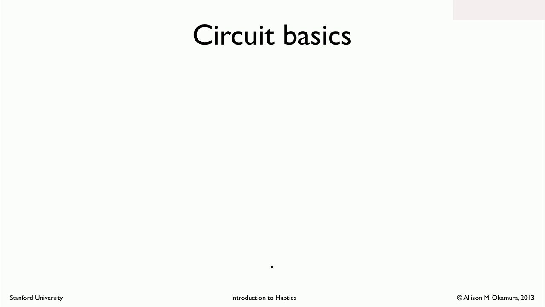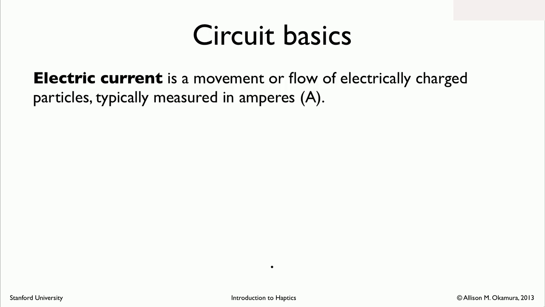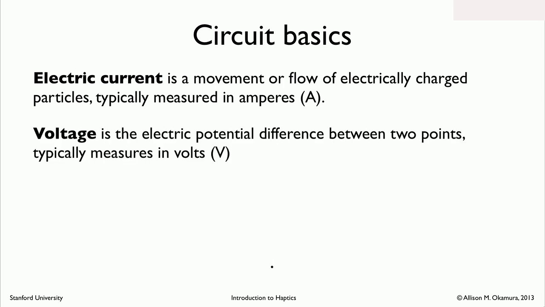So some basic circuit ideas are electric current, first of all, which is the movement or flow of electrically charged particles. And electric current we're going to measure in units of amperes. Sometimes it's going to be a small number of amperes, so we'll call them milliamps. Voltage is the electric potential difference between 2 points, and this is typically measured in volts. And current and voltage being defined for a circuit is a pretty essential starting point for understanding what a circuit is going to do.